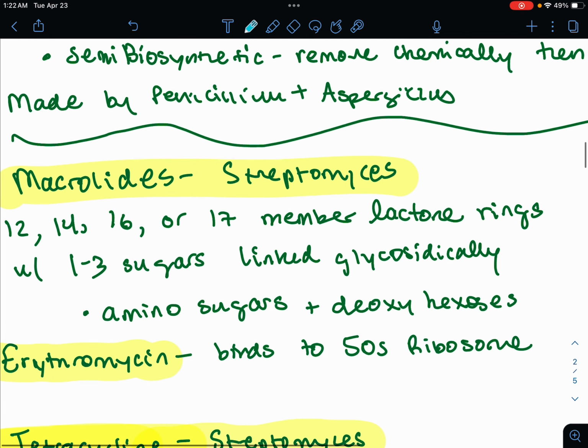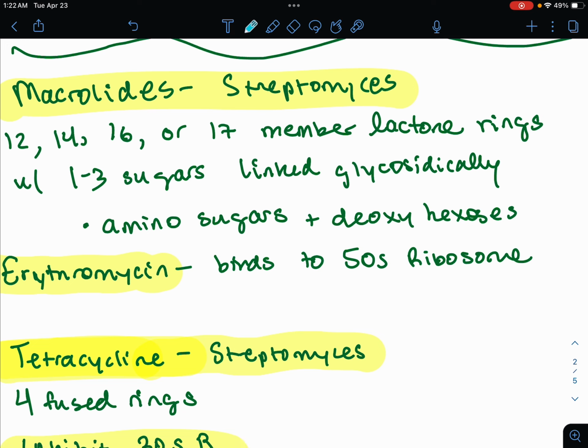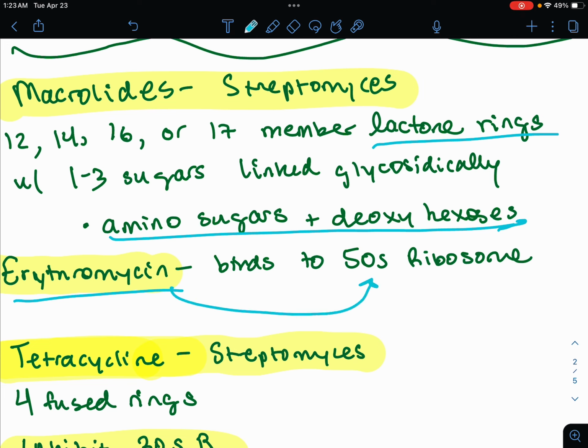Let's talk about the macrolides. So the macrolides come from Streptomyces. They consist of 12, 14, 16, or 17 member lactone rings with about 1 to 3 sugars glycosidically linked to these rings. There's going to be amino sugars and deoxyhexoses. So hexose is like a 6-carbon sugar. One example would be erythromycin. This is going to bind to the 50S ribosome. By binding to the 50S subunit, it blocks protein synthesis.